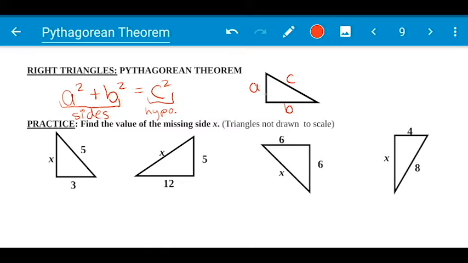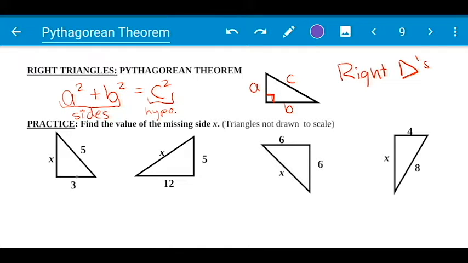Now, this only works when we have right triangles. So when we don't have right triangles, we can't use the Pythagorean theorem. We can only use this when we have this little symbol right here at the corner. We have exactly 90 degrees. Let's look at an example.